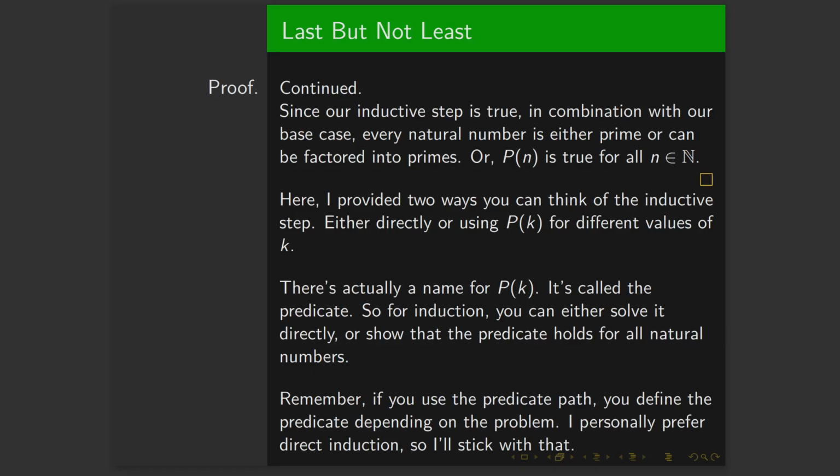And there's actually a name for this P of k thing. It's called a predicate. So for induction, you can either solve it directly or show that the predicate holds, or the predicate is true, for all of the natural numbers. And if you use the predicate path, that's fine. But remember, you have to define the predicate depending on your problem, so it's going to change.